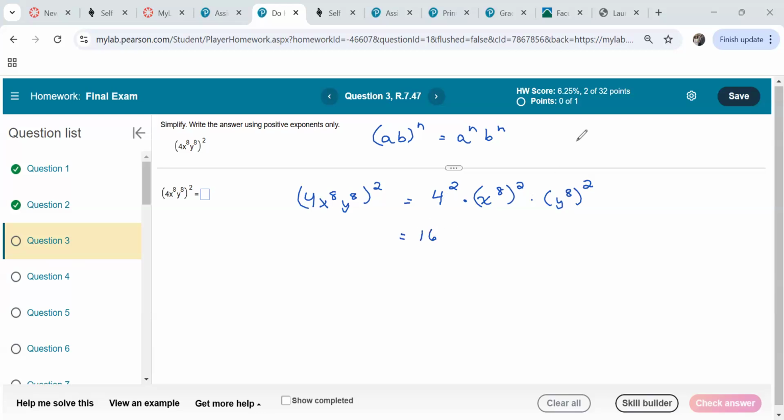The other rule we had was that if we had a number raised to a power, and then we raised that to a power again, we multiply those powers. So we got x raised to the 8 raised to the 2. That's going to be 8 times 2 is 16. Same thing here, y to the 16.